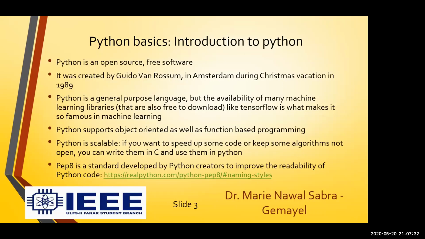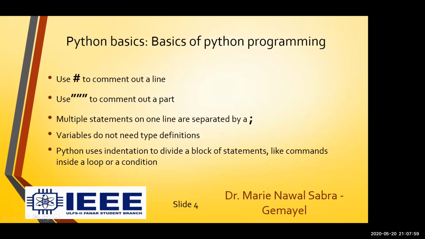PEP8 is a standard developed by the Python creators to improve the readability. This means how to write the code. It doesn't make the program function better, but it makes it more readable. This means debuggable and transportable from one programmer to the other. And if you're really interested in this, I will communicate the link at the end of this session. This is the PEP8 link, how to write a pretty code in Python.